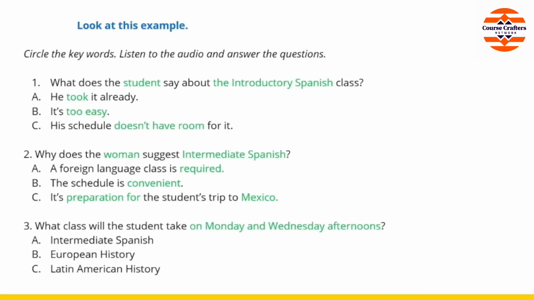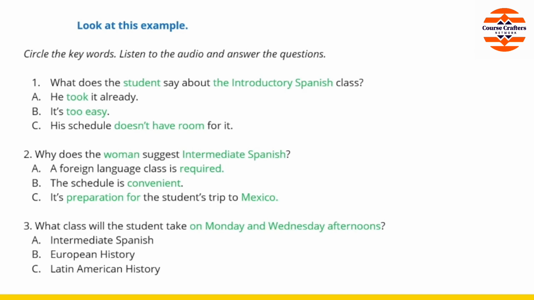And now you can see our example for the discussion type of task. What you have to do here is circle the keywords, and in my case I highlighted them for you, then listen to the audio and answer the question. So for example, our first question asks, what does a student say about the introductory Spanish class? When you highlight the keywords, student is a very important word, and introductory Spanish.